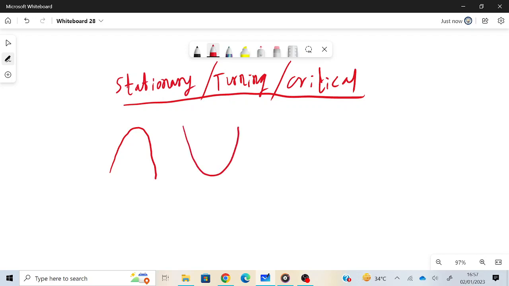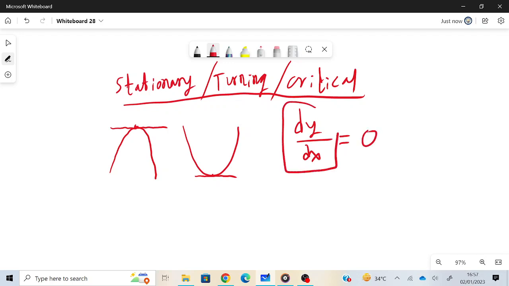Now, where is the turning point? The turning point, or the stationary point, or the critical point, is simply where the tangent at that point of the curve is 0. In this case, it's somewhere here. So this point here, maybe. Of course, not accurate, it's just a rough sketch. And somewhere here, this point maybe. And at a stationary point, we say that our dy/dx is equal to 0, because as you know, dy/dx is simply the gradient function of a graph, and the gradient at this point here or at this point here is 0.